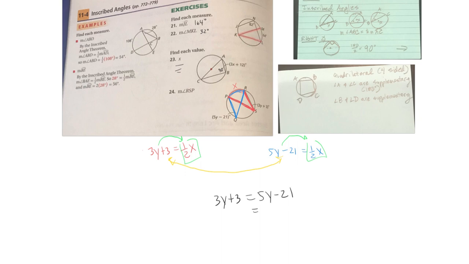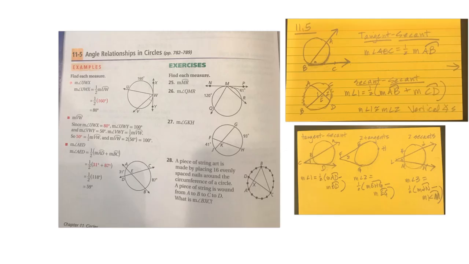Subtracting 3y from both sides gives me 2y. Adding 21 to both sides gives me 24. Y clearly equals 12. We're not done yet, though, because they don't want y. They want the measure of angle RSP, the measure of this red angle, which is 3y plus 3. So that's going to be 3 times 12 plus 3. 3 times 12 is 36. 36 plus 3 is 39. So it is 39 degrees.